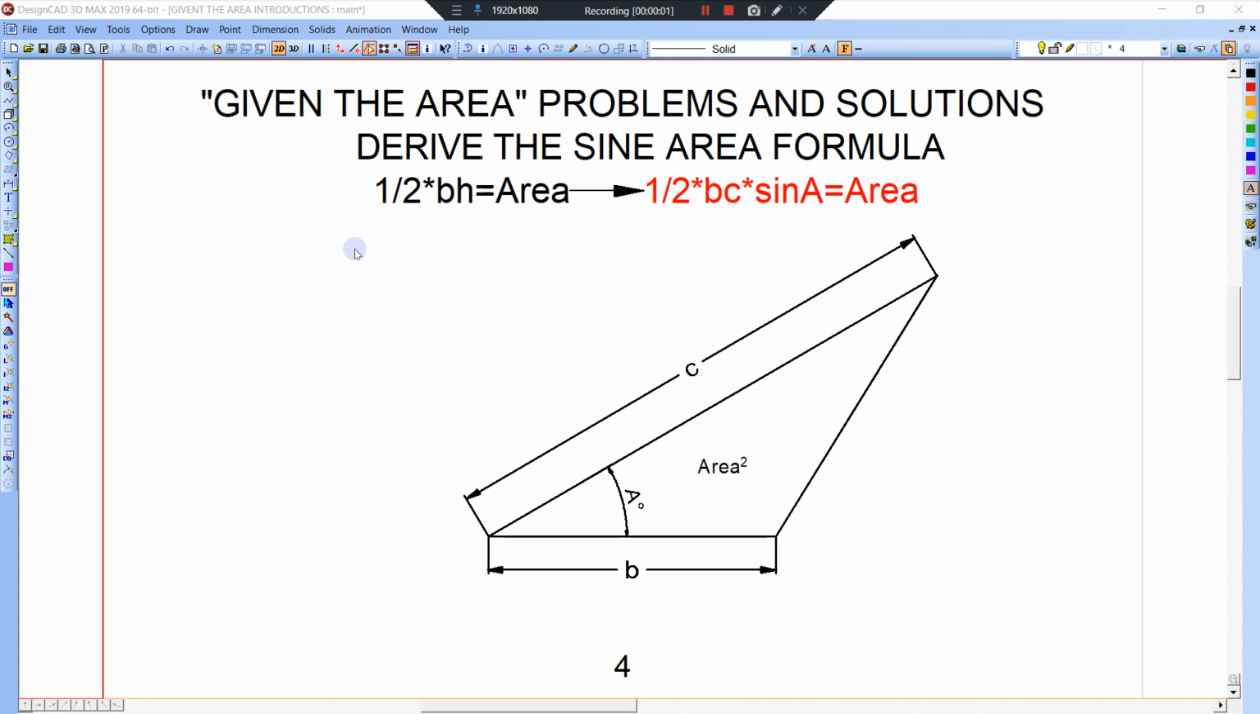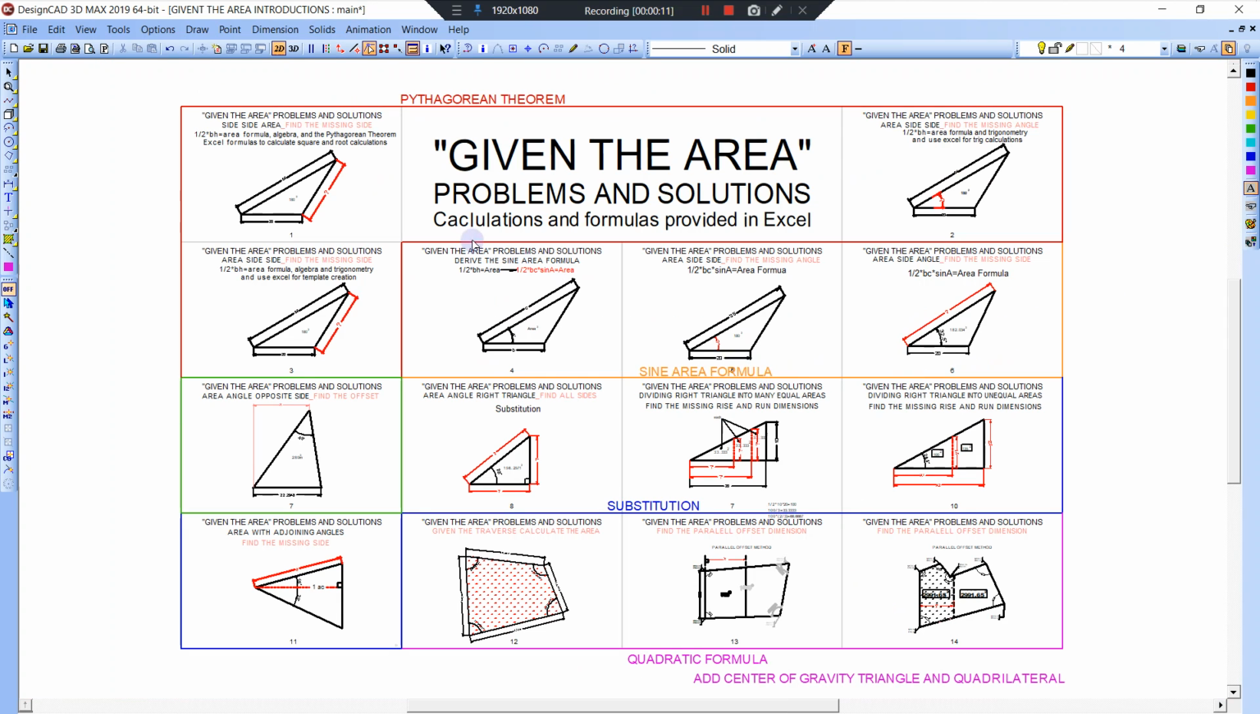All right, here's video 4. This is the given the area problems. We're going to derive the sine area formula for a triangle, and I'm going to zoom out, give you an idea of what's going on here. I'm going to start speeding up.